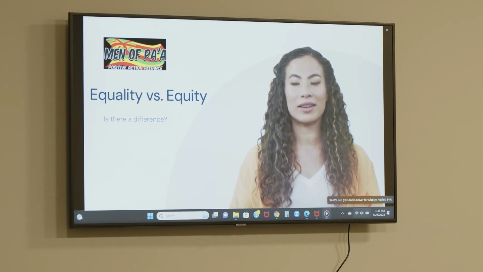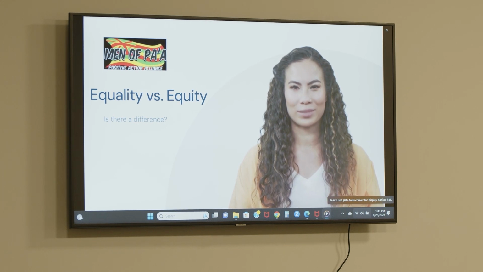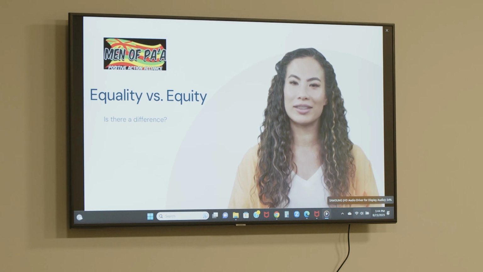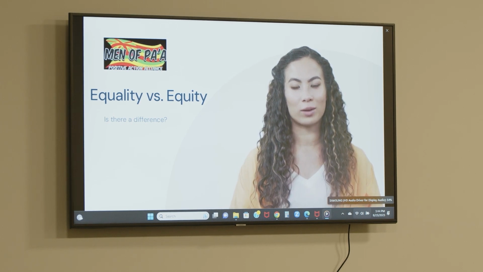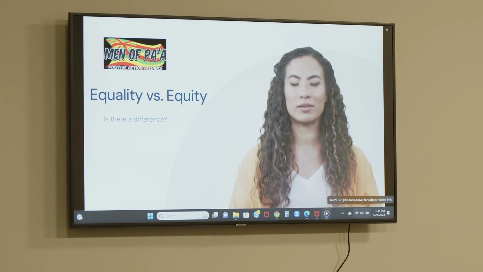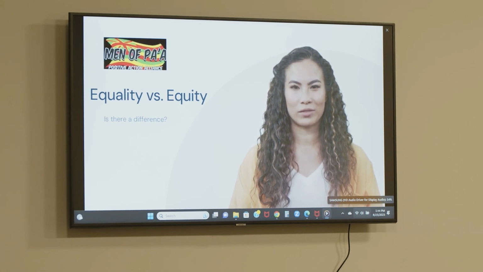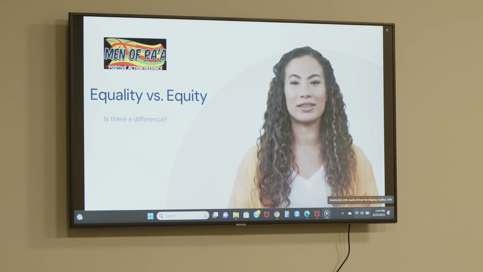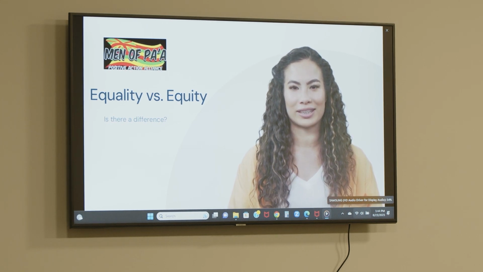Equality, definition. At its most basic, equality means sameness or uniformity. In the context of social justice, it means providing everyone with the same resources or opportunities. Application. For example, if there's a public event, ensuring that everyone has the same access to the venue would be an example of promoting equality.